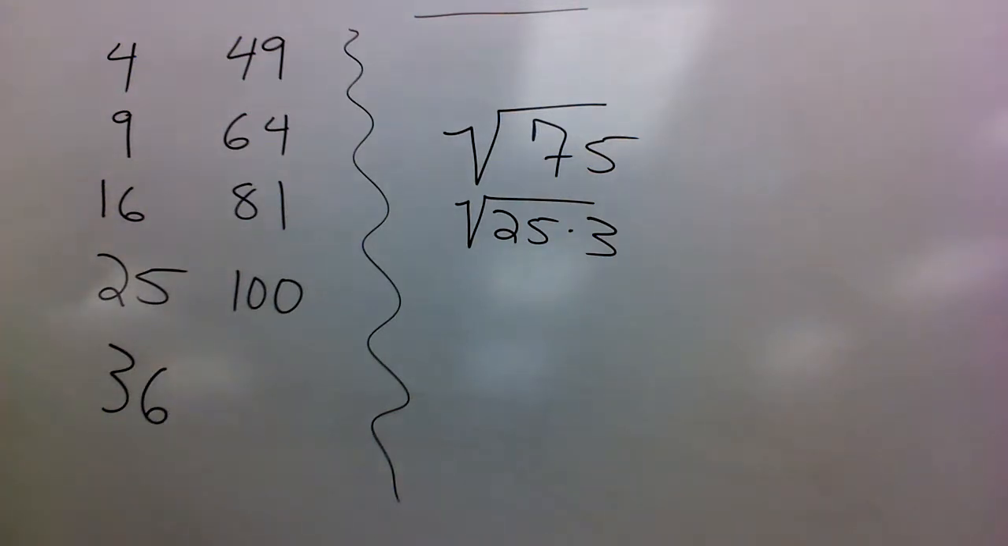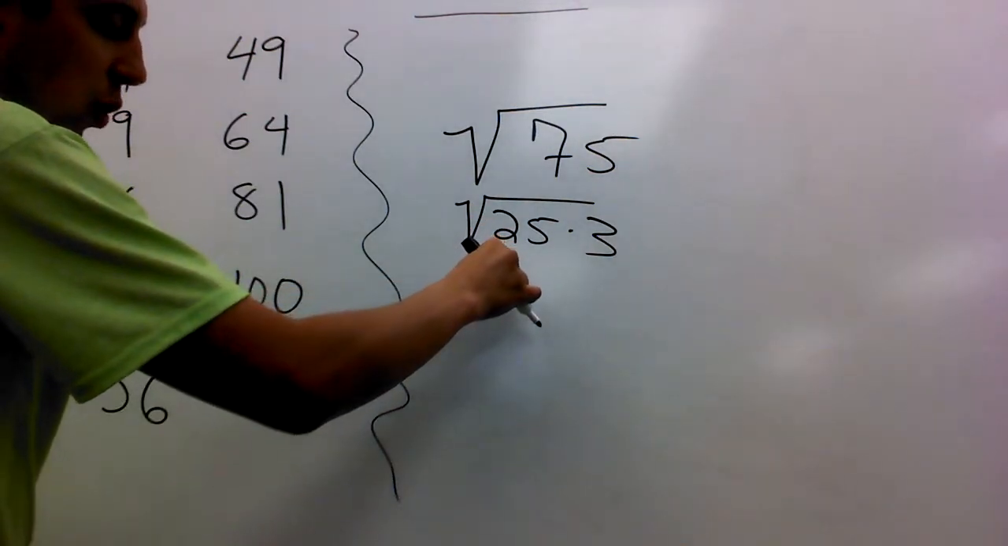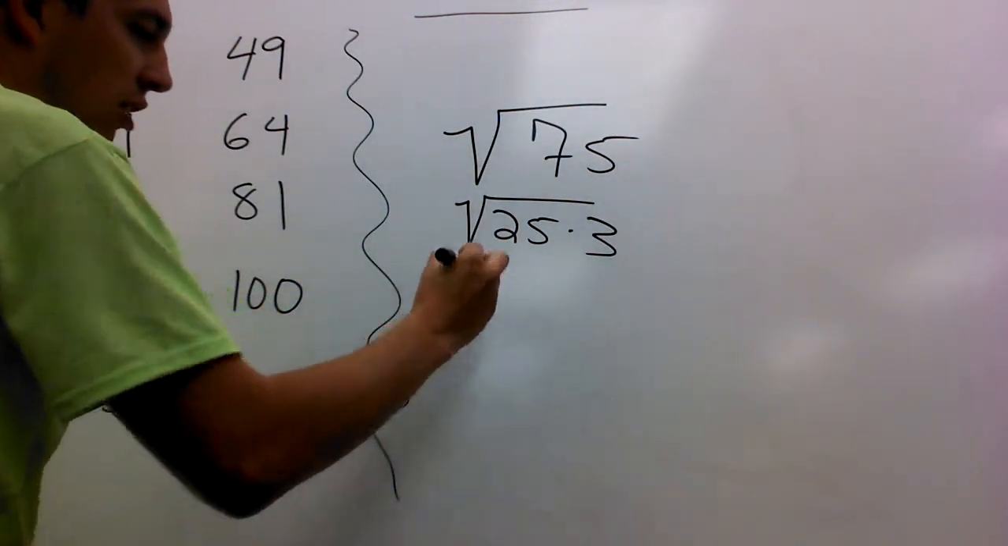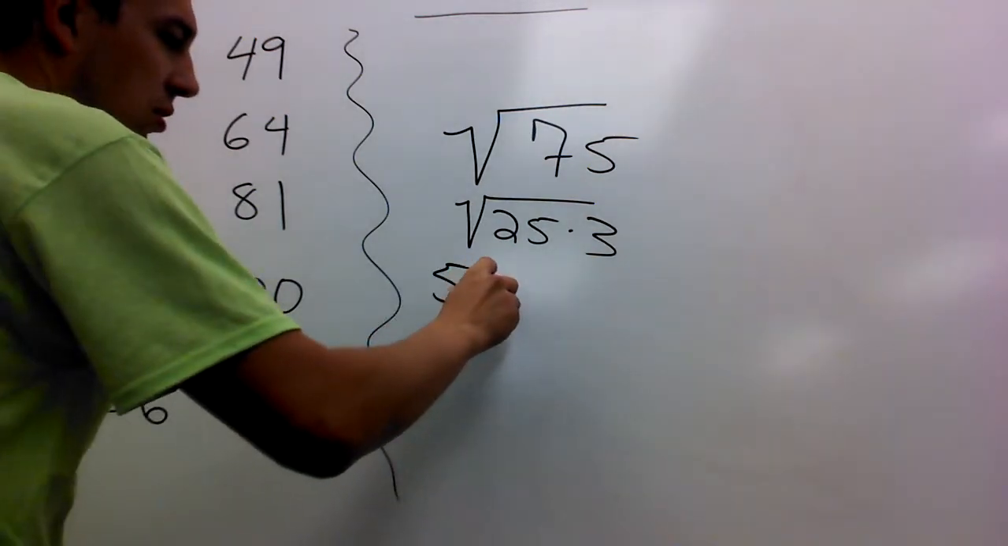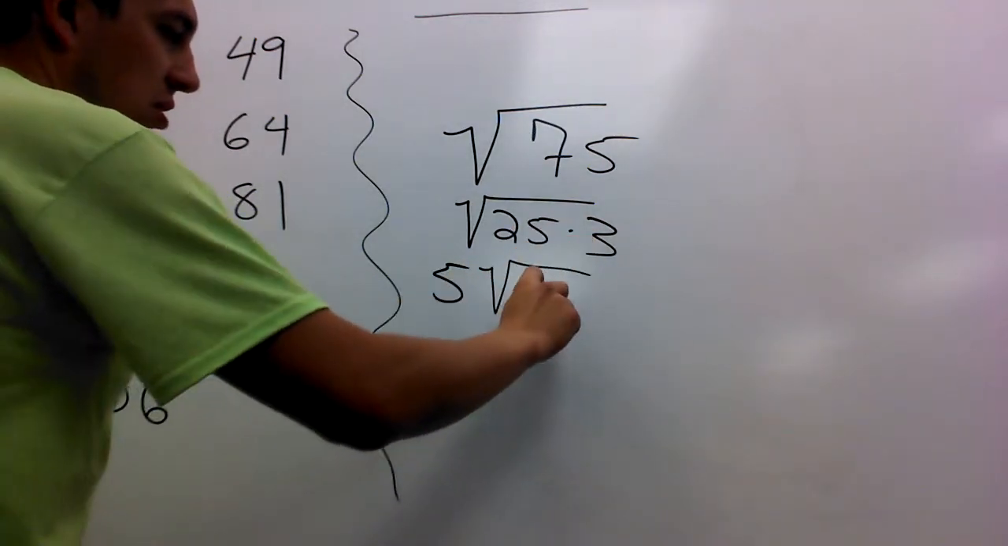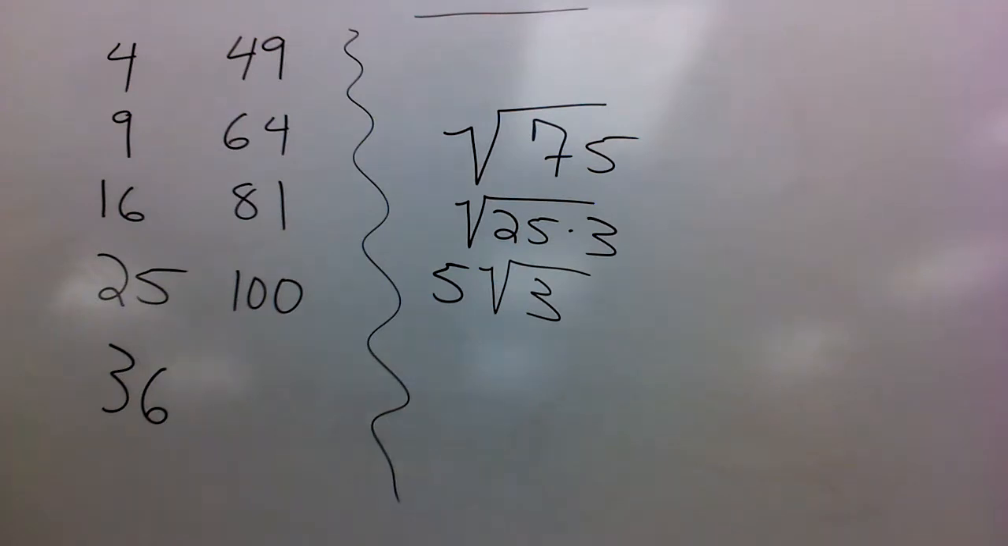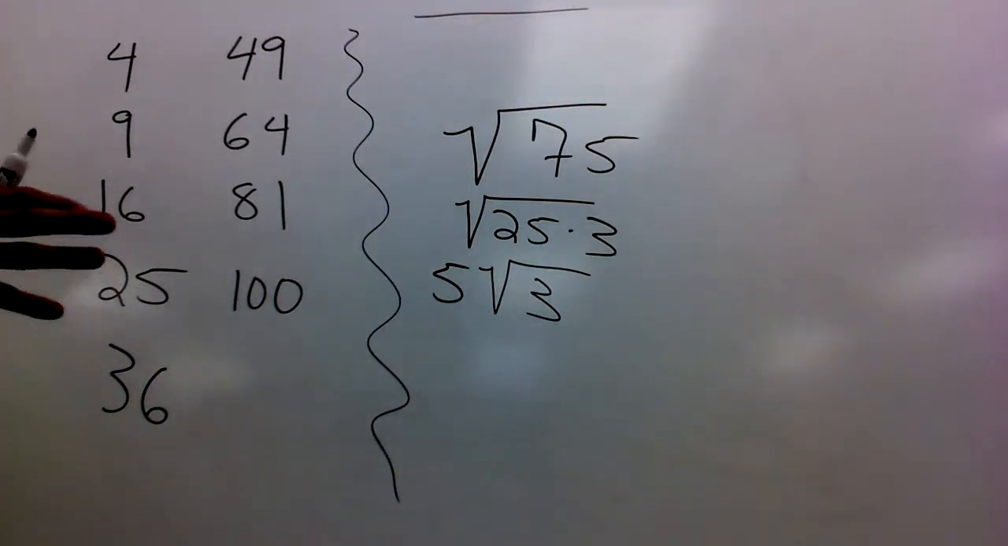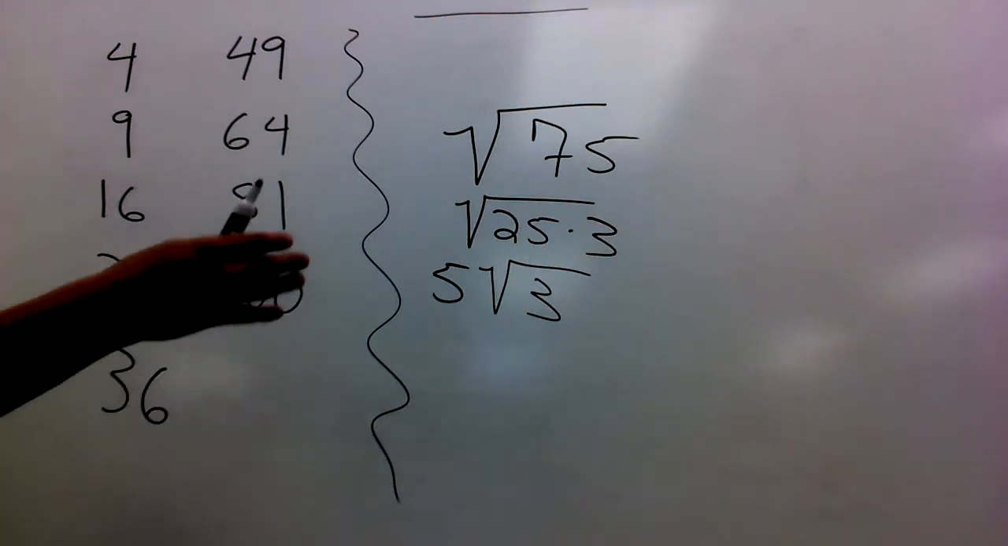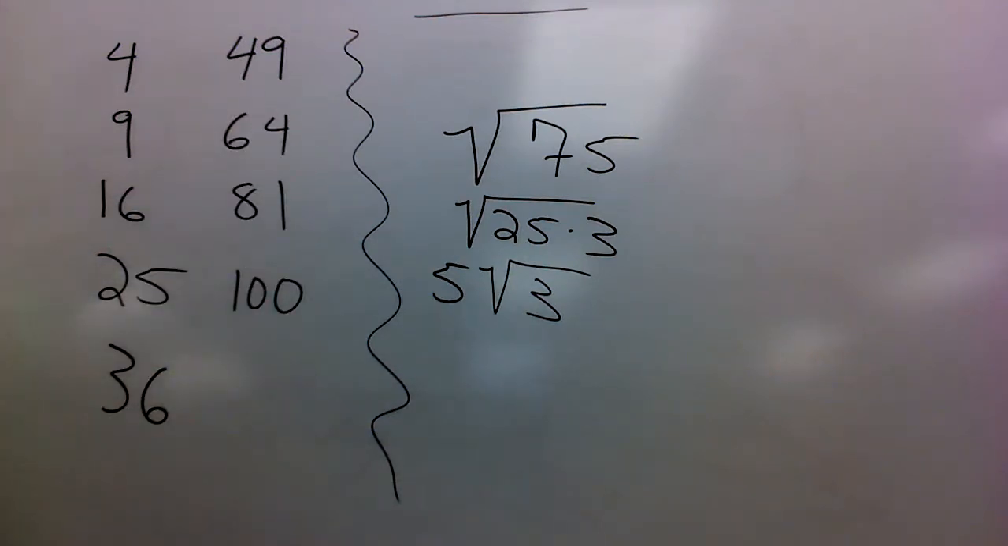Now I can simplify. Square root of 25 is 5. That comes on the outside of the radical. On the inside is 3. 5 radical 3. Not looking for a decimal. This is pre-calculus. When we have a radical, we want to simplify. We want to keep the radical, keep the square root.